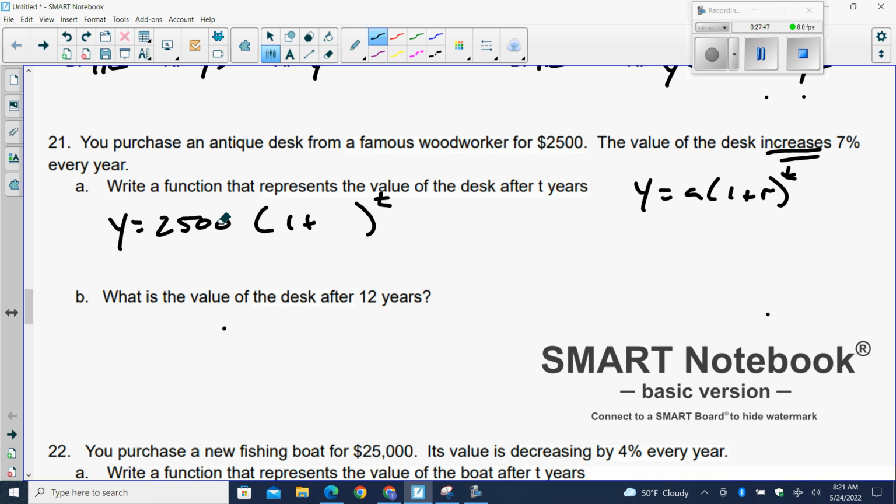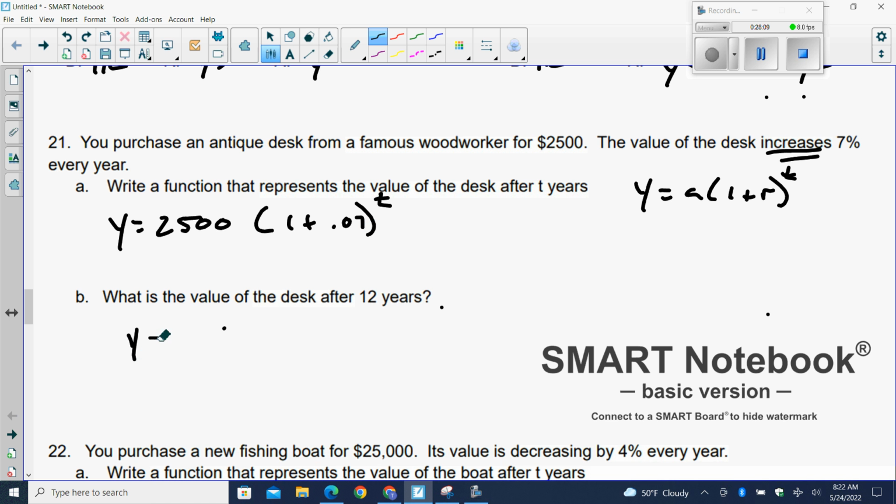$2,500. That is what we purchased the antique desk for. But that desk is increasing at 7%. Changing that percent into a decimal, meaning dropping the percent sign, I must either divide by 100 to get my decimal, or simply move my decimal 2 places to the left. Either way, I get 0.07.